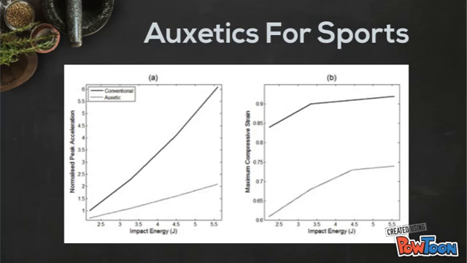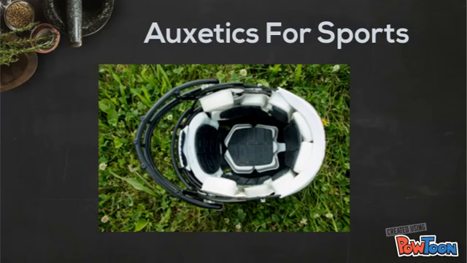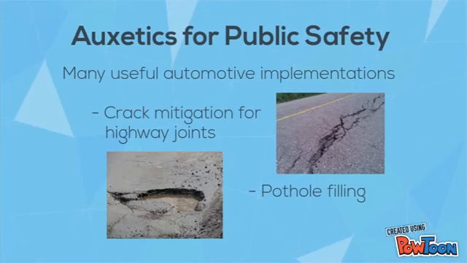As seen in the graph below, peak acceleration was almost 3 times lower in negative Poisson's ratio material at higher impact energies. This could be revolutionary for equipment like helmets, which have a restricted amount of space and need to greatly reduce impact acceleration in order to combat dangerous head injury and concussions. Auxetics can also be used in many public safety applications.